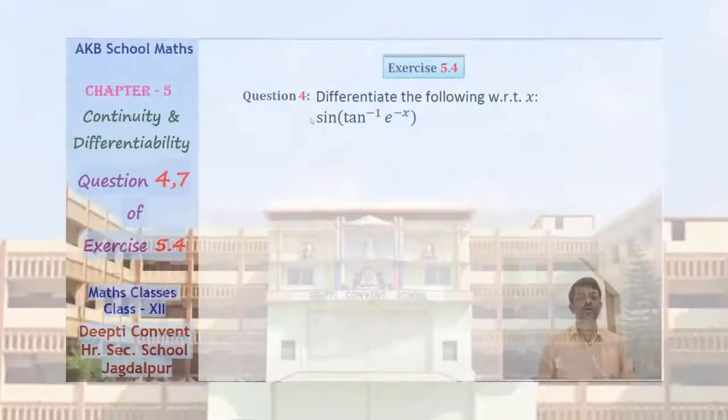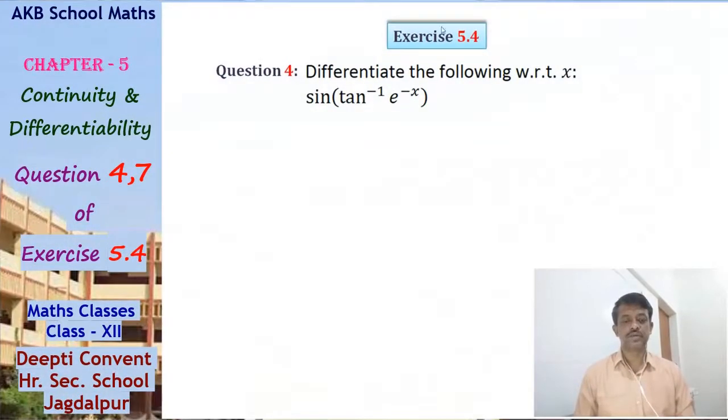Question 4 of exercise 5.4. Differentiate the following with respect to x: sin tan inverse e to the power minus x. Here we have an exponential function, inverse function and trigonometric function, that is a composite function. So by chain rule, we have to use direct differentiation of a composite function. Let us try to solve.